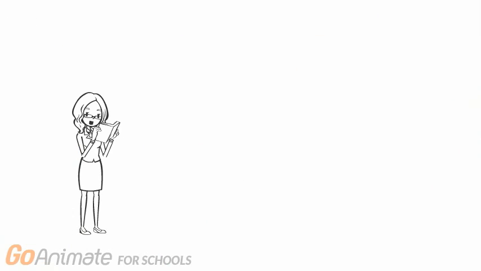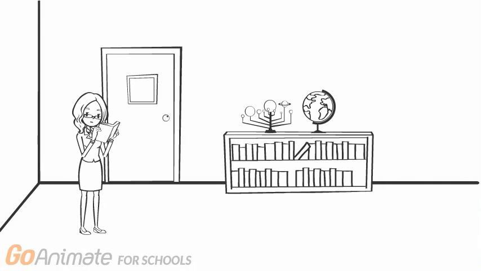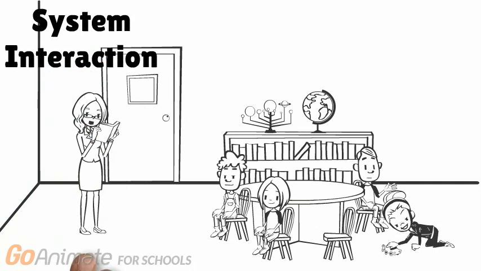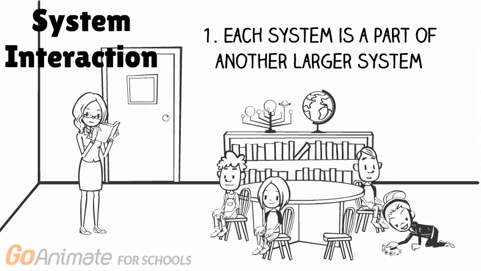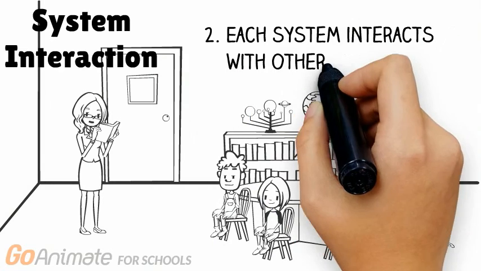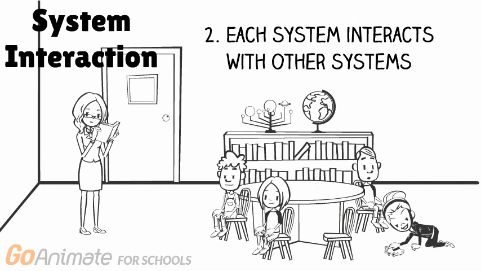So what is system interaction? First, this is the fact that each system is really just a subsystem of another larger system like we just saw. Second, each system interacts with other systems since they must be connected.